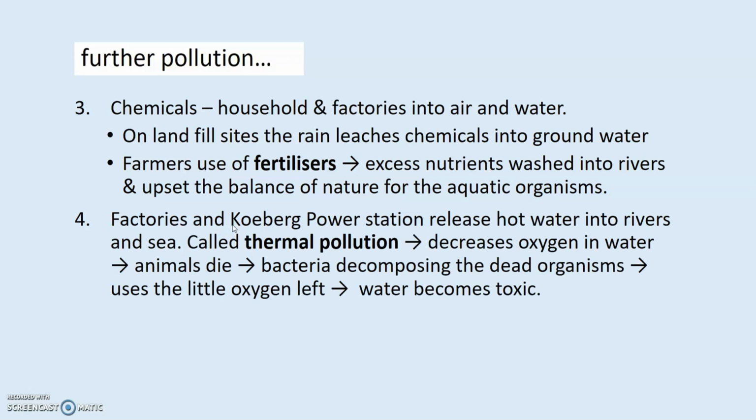Factories and a power station like Koeberg release hot water into the rivers, Koeberg in the sea. We call this thermal pollution. It decreases the oxygen in the water, animals die, bacteria start decomposing the dead animals, that uses up even more oxygen, and the water eventually becomes toxic.